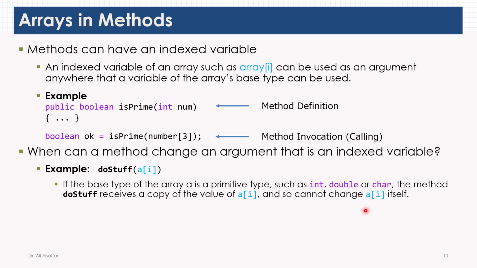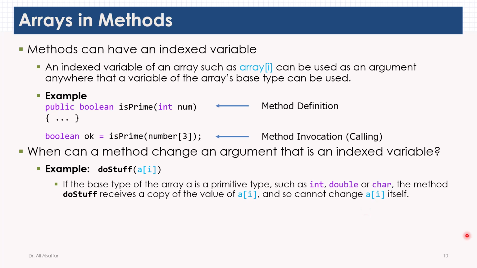In other words, when you pass index variables to any method, if you change the value of this index variable inside the method, then the corresponding element in the array is never changed, because you are just supplying a copy.